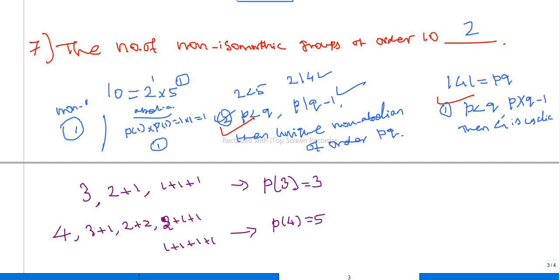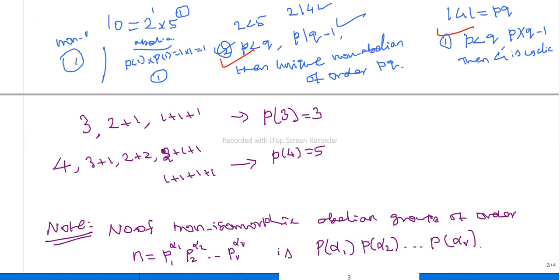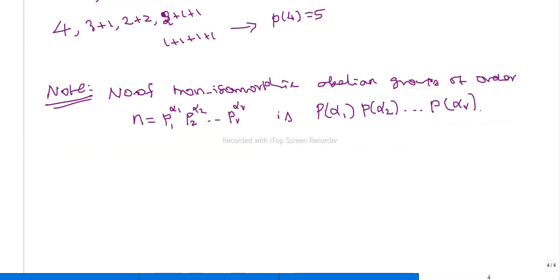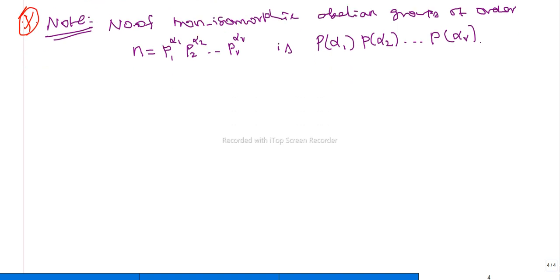Okay, now we move to the next problem. This is a very important formula. So first you try to write the given number as a product of prime powers. That is a basic fundamental in algebra and number theory.